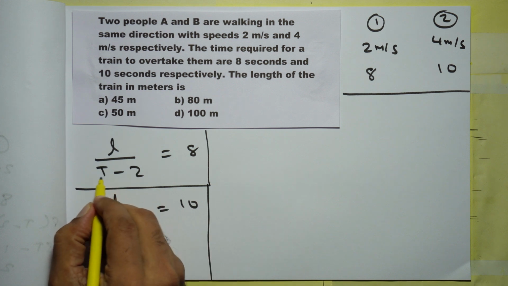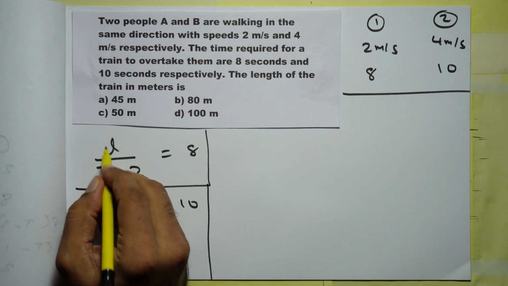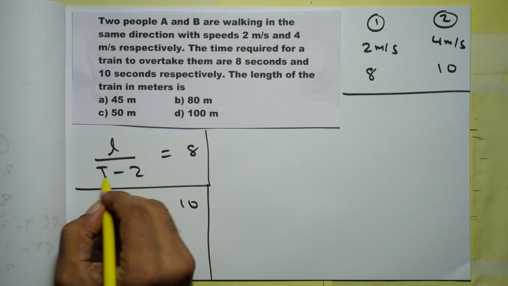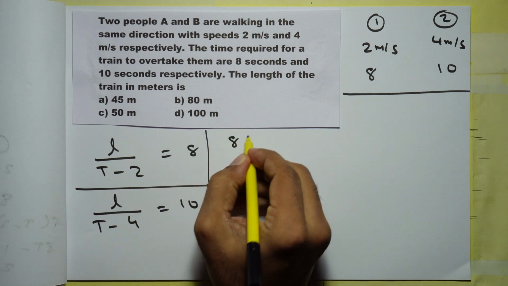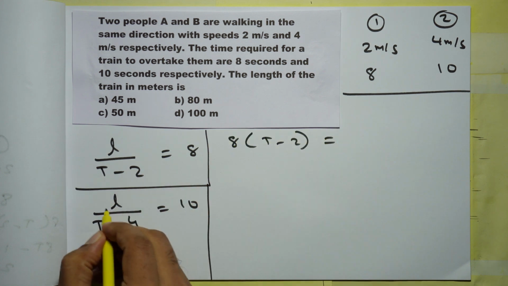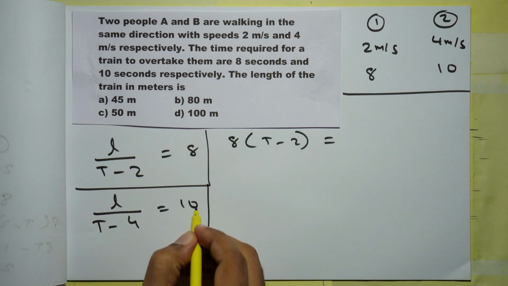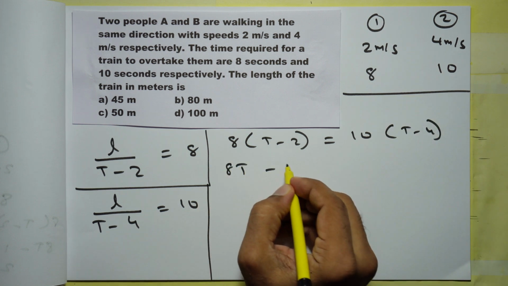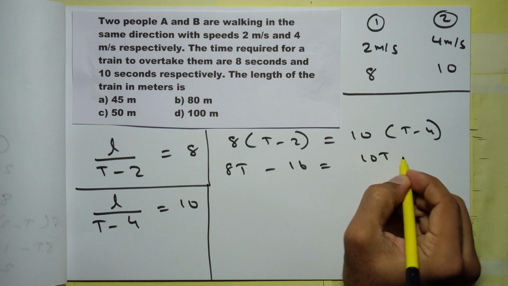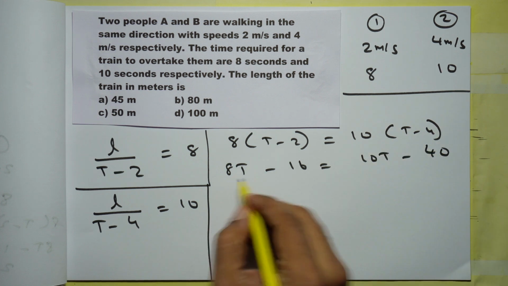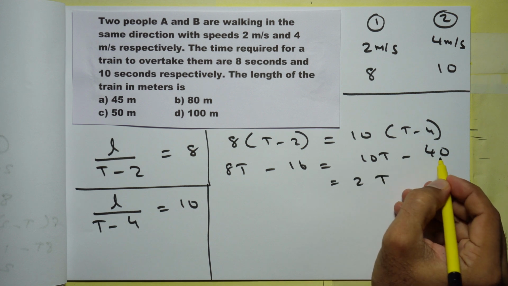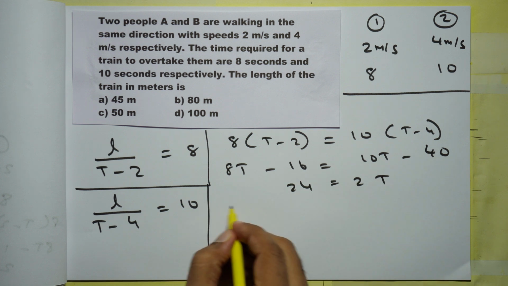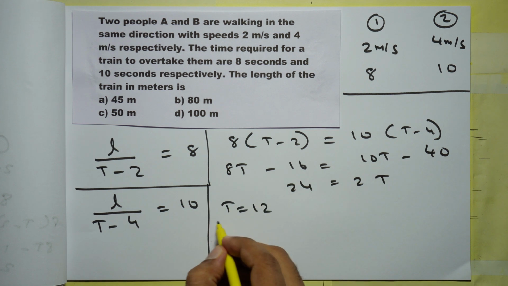So first we'll just find out t, and then we'll calculate the value of L. So to calculate t, we'll eliminate L. So here you will get L is equal to t minus 2 into 8, that is 8 into t minus 2. Here L is equal to t minus 4 into 10, that is 10 into t minus 4. So 8t minus 16 is equal to 10t minus 40. So I'll bring 8t to this side, so you will get 2t. 40 to this side, so 40 minus 16, you will get it as 24. 2t is 24, or t is equal to 12.